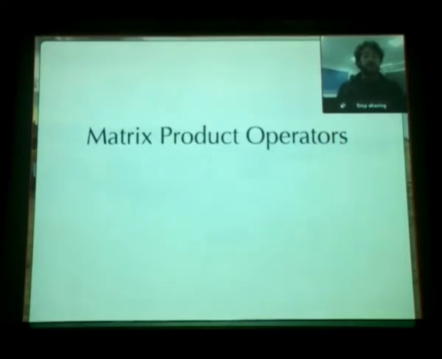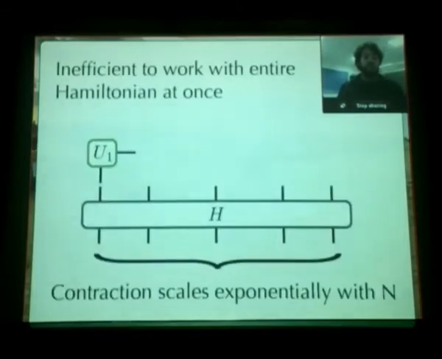Okay, good. So now today, getting into the talk, I was going to tell you about matrix product operators, which are the Hamiltonians that you use when you're doing matrix product state DMRG. The reason you need to use these kind of Hamiltonians is because just as you need to work locally with your wave function, you also need to work locally with your Hamiltonian.